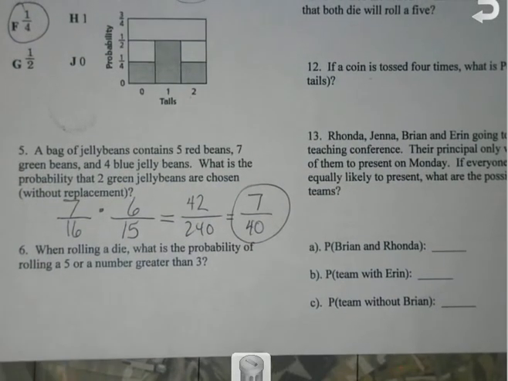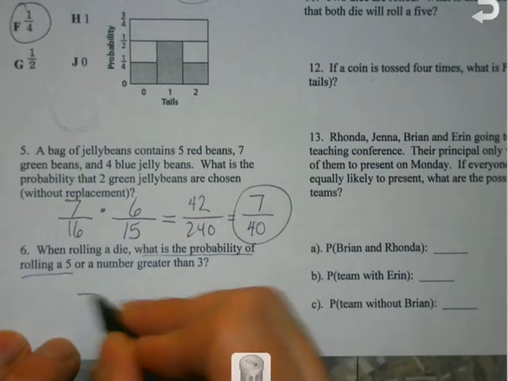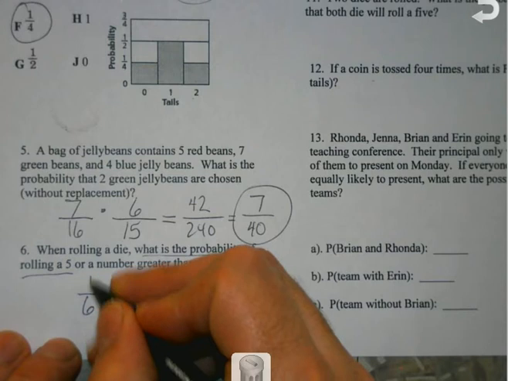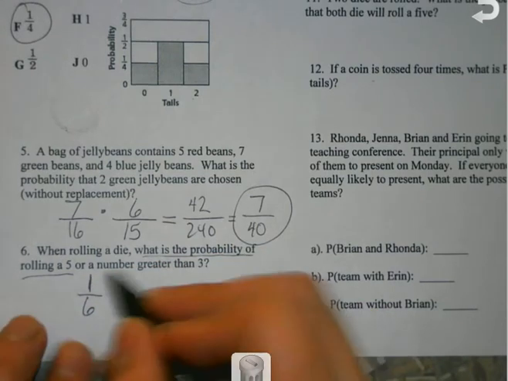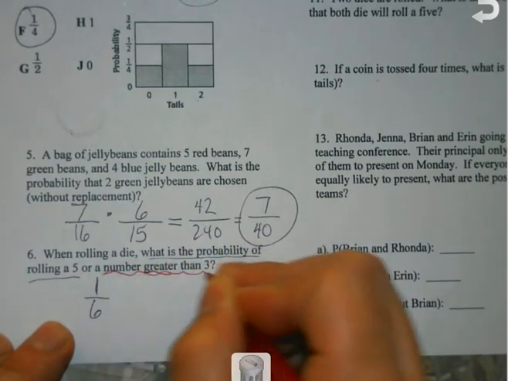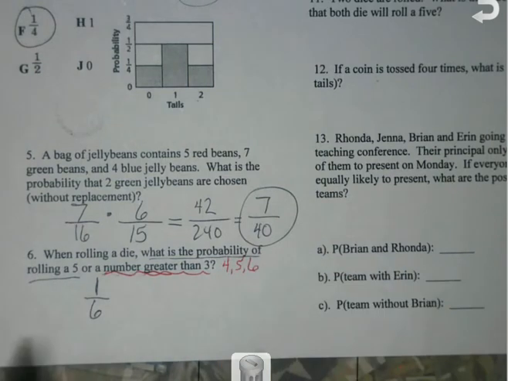When rolling a die, what's the probability of rolling a 5 or a number greater than 3? Now this gets a little bit trickier because I got 2 different things going on. So I go, okay, what's the probability of rolling a 5? Well, there's 6 chances, and my chance of rolling a 5 is 1 out of 6. You're like, okay. Then I look at this next part. A number greater than 3, 4, 5, or 6.